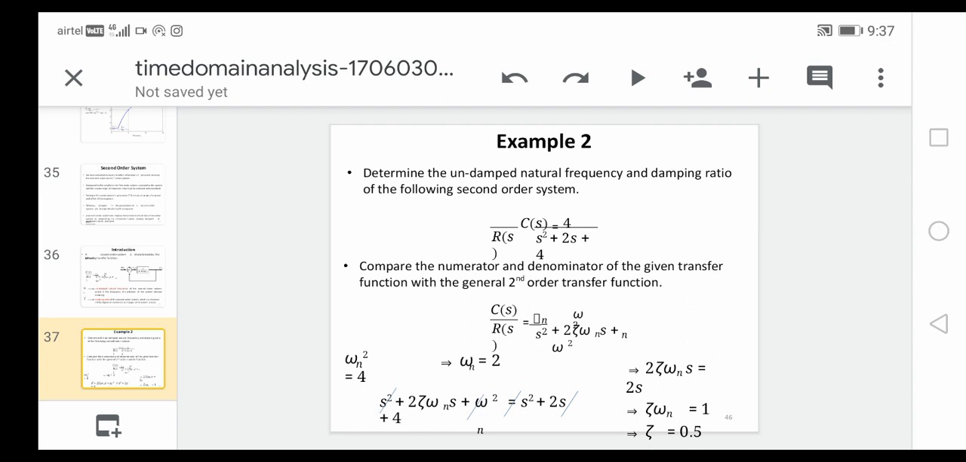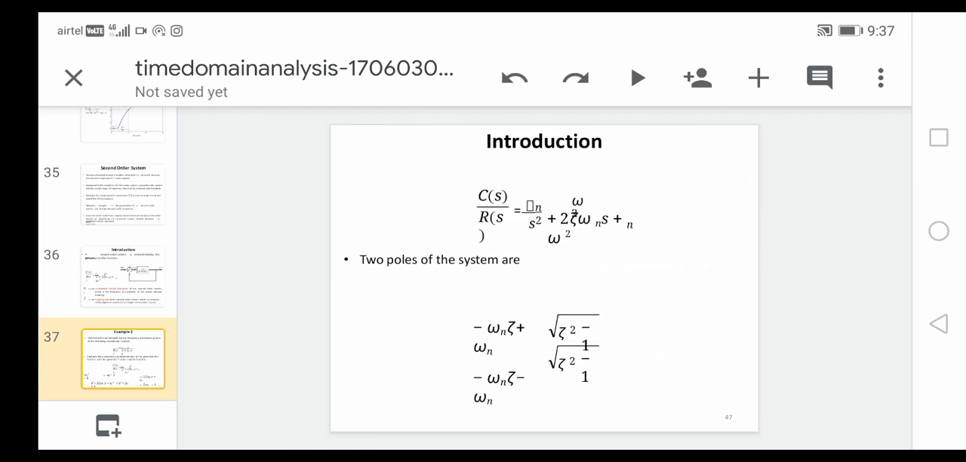Omega n square is 4. From that, omega n we are getting is 2. Similarly, 2 zeta omega n equal to 1. From that, zeta we are getting is 0.5. Zeta we call as the damping ratio and omega n we call as the natural frequency.